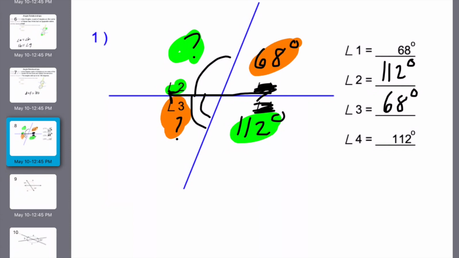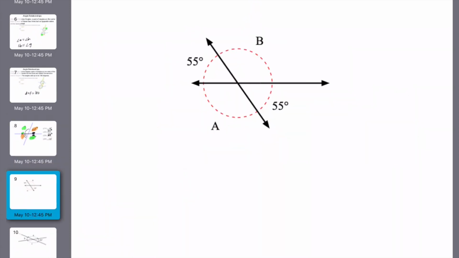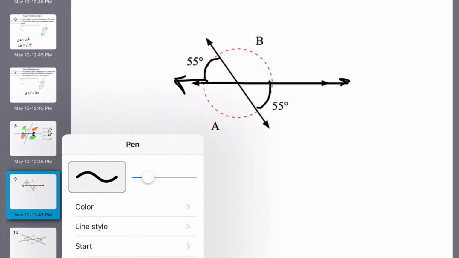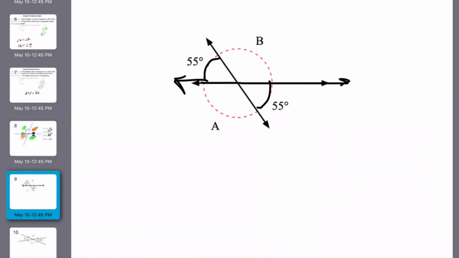Let's try another example. I see that these two angles are vertical angles and they're both 55 degrees. I also know that a straight line has 180 degrees. So let me just change my color here. Why don't we go with a blue? Right here, that's 180 degrees.